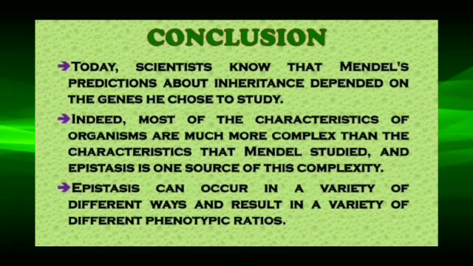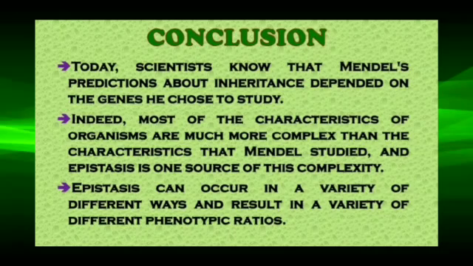Scientists now know that Mendel's predictions about inheritance depended on the genes. However, unlike the phenotypes that Mendel considered, the majority of phenotypes are affected by more than one gene. Indeed, most of the characters of organisms are much more complex than the characteristics that Mendel studied, and epistasis is one source of this complexity. Epistasis can occur in a variety of different ways and result in a variety of different phenotypic ratios.